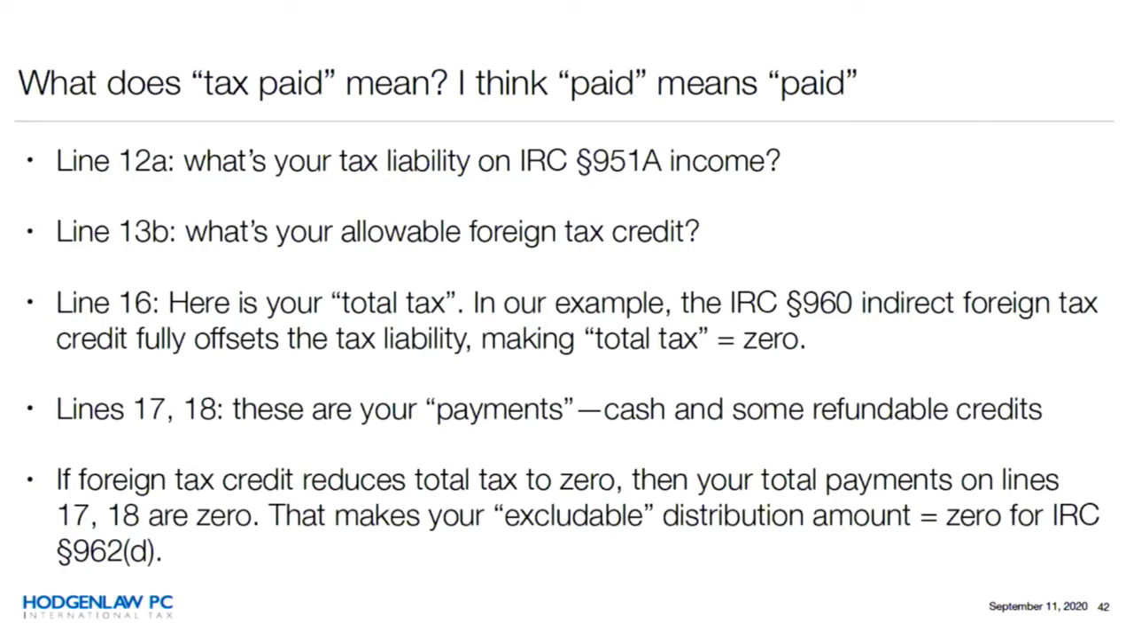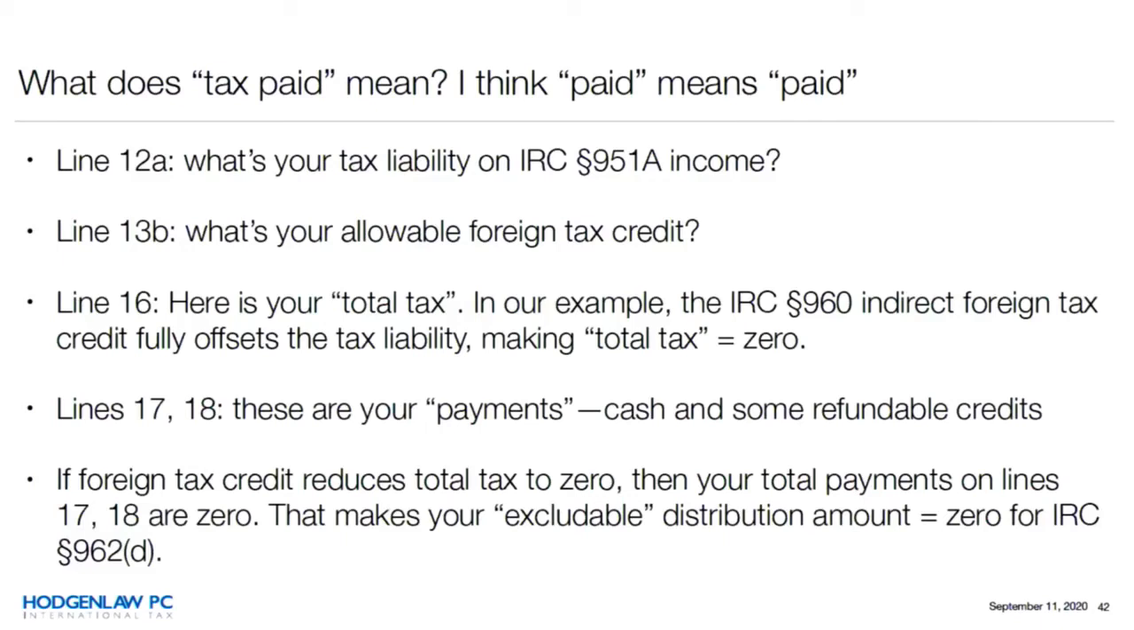And let's just look at it. My personal opinion is if I look at Section 962 and it says the excludable portion is the tax paid, and then I look at Form 1040 and I say, well, how much tax did I pay? Here's the math. You've got a tax liability computed on the pass-through income, whether it's Subpart F or global intangible low-taxed income. That goes on line 12A. Line 13B is going to be the allowable foreign tax credit to offset that tax liability on 12A.